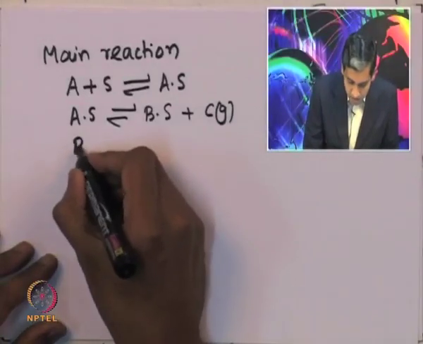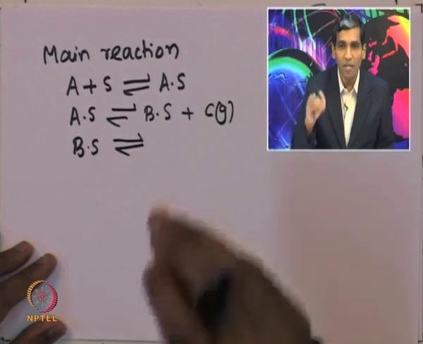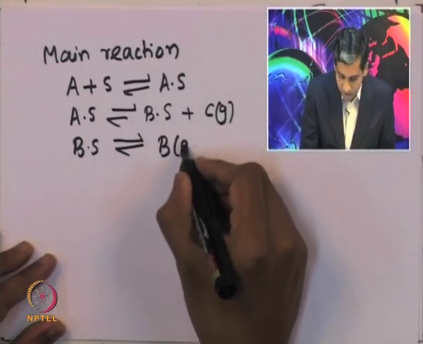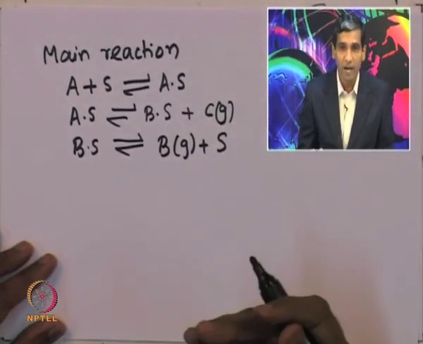Then this product B·S, which is present on the catalyst site, gets desorbed, and the product B goes into the gas phase, leaving one catalyst site vacant, one of the active sites.